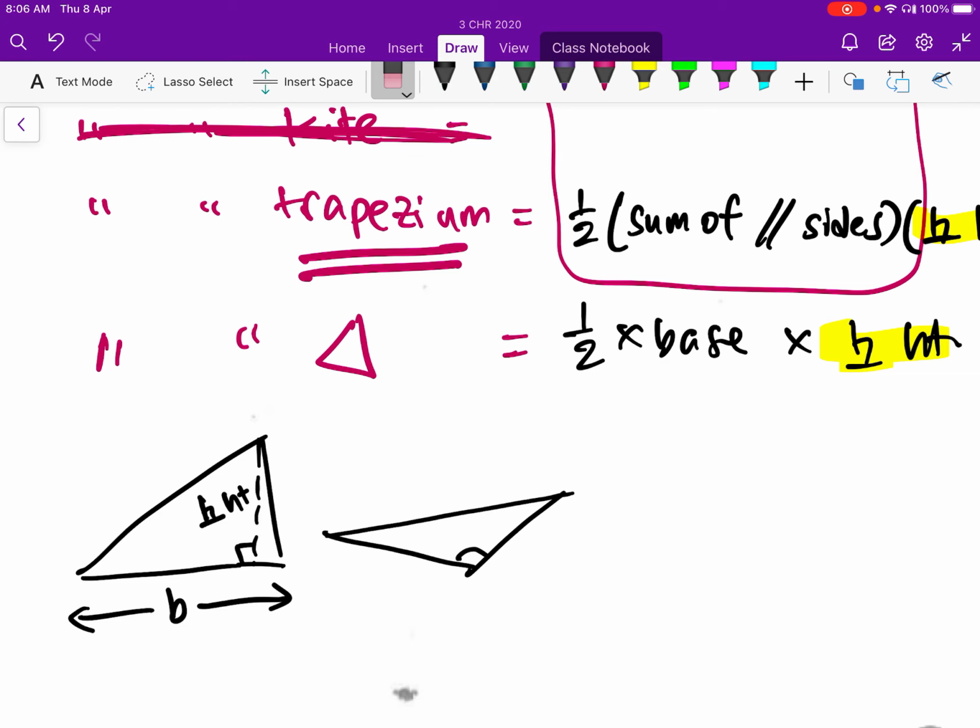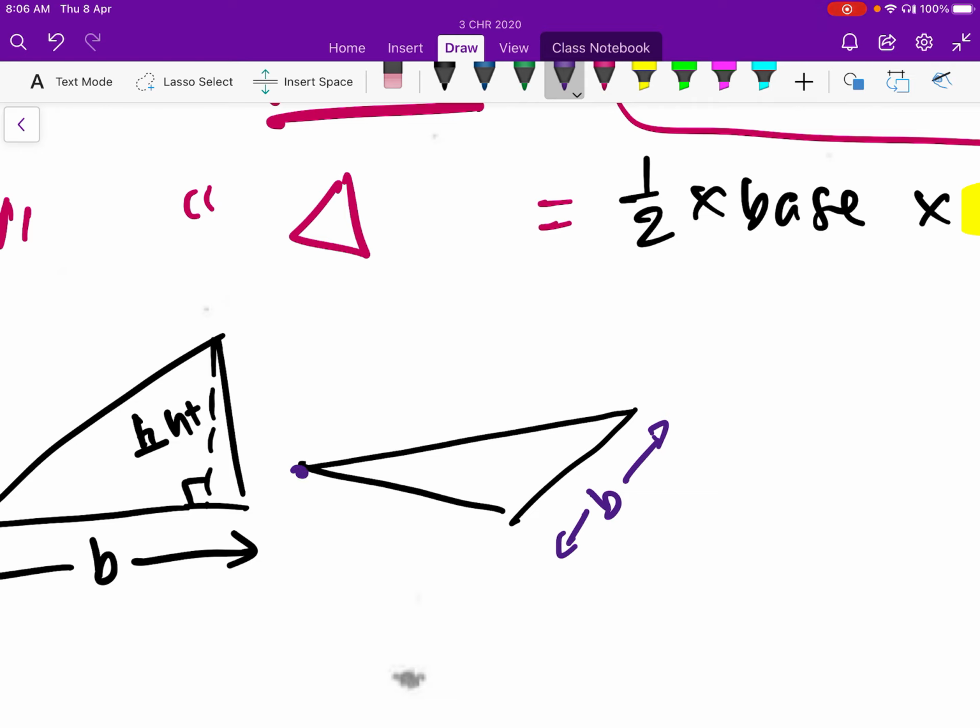So if you choose this as the base, then where's the perpendicular height? You go to the other side that is not used, you drop a perpendicular line down to the base. Then you use a ruler. See, the set square over here is 90 degrees. No matter how you join the other end to the base, you're not going to get 90 degrees. So what you have to do is to extend your base first. Extend it.